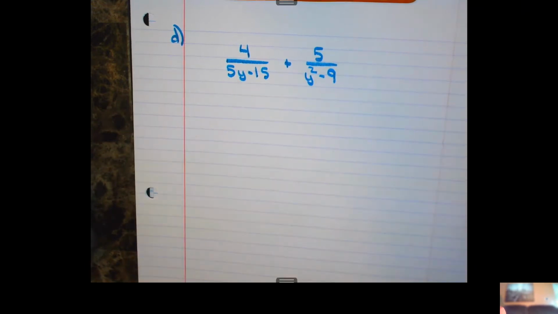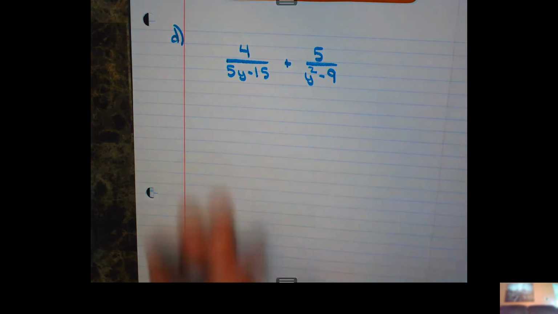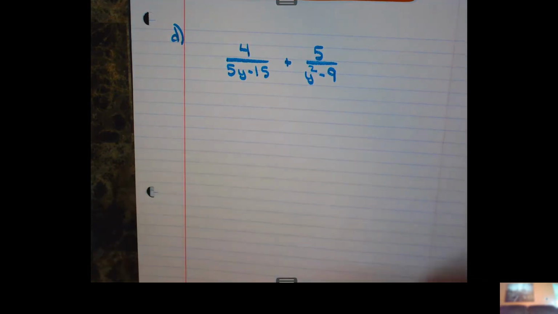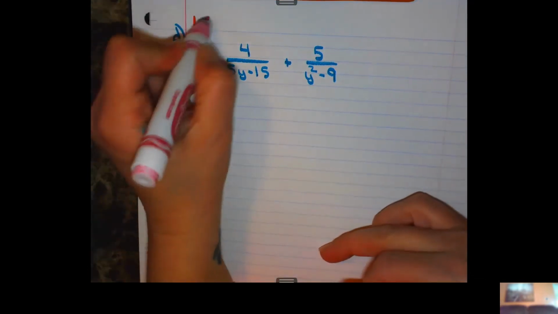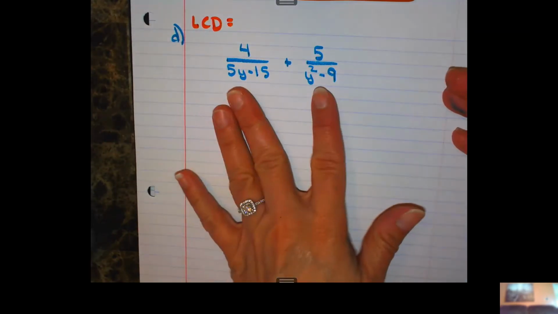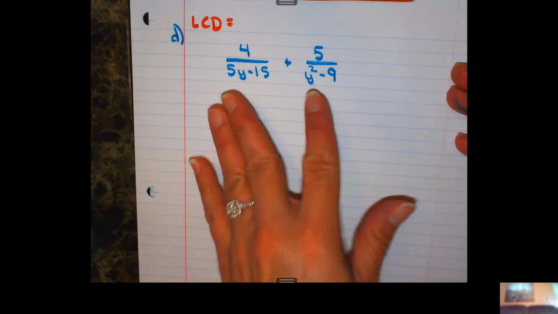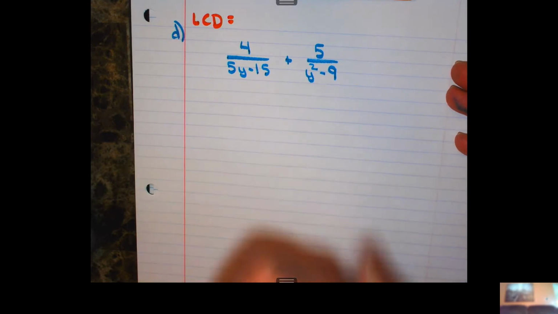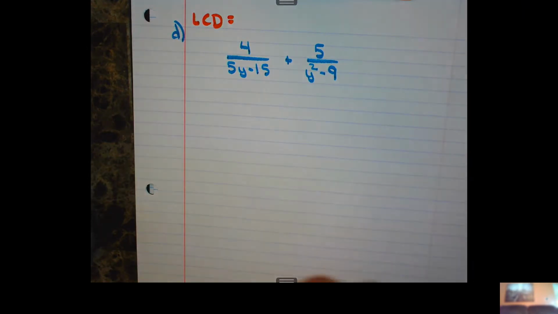A little more complicated. If you look, we do not have a common denominator, so we need to find the LCD. In order to find the LCD when you have a polynomial or you have a binomial on the bottom, we need to factor these on the bottom and find out what factors we see, and that's all going to be part of your LCD.